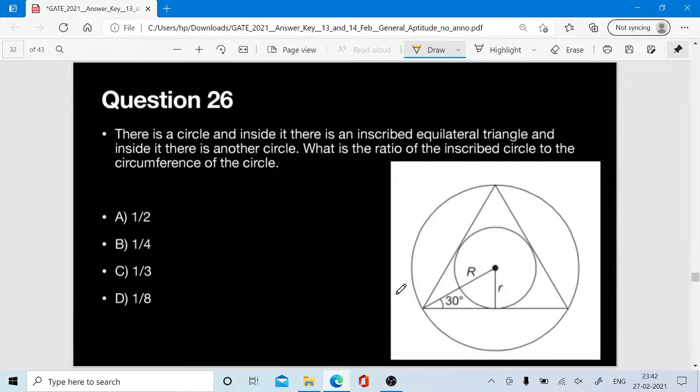There is a circle and inside it there is an inscribed equilateral triangle, and inside it there is another circle. What is the ratio of the inscribed circle to the circumference of the circle?